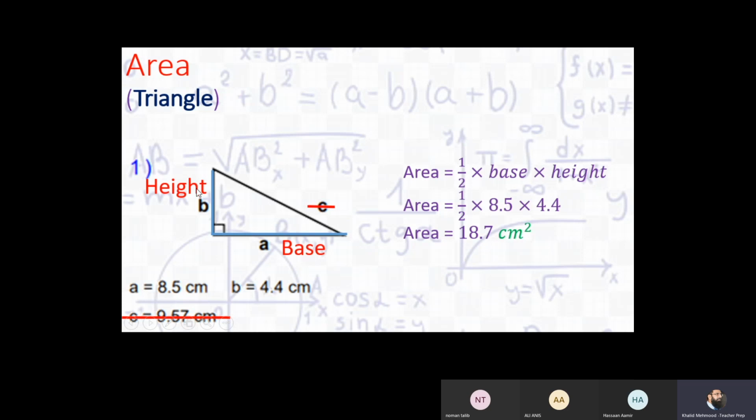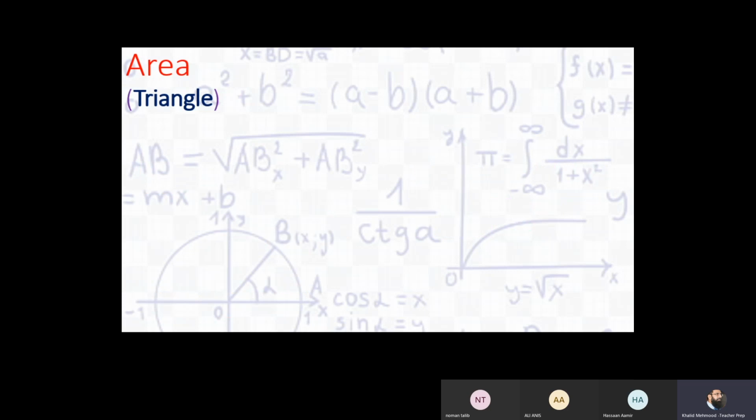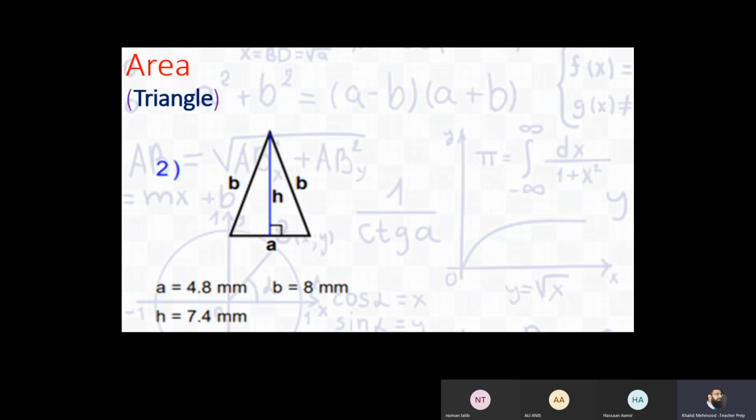So you must remember that in perimeter we write just centimeter, but in area we write centimeter square, because we are multiplying two sides. Multiplying centimeter by centimeter gives us centimeter square. So remember, the units of area are centimeter square, meter square, millimeter square, kilometer square, like these types of measurement. And here we'll be looking for the base and the height.